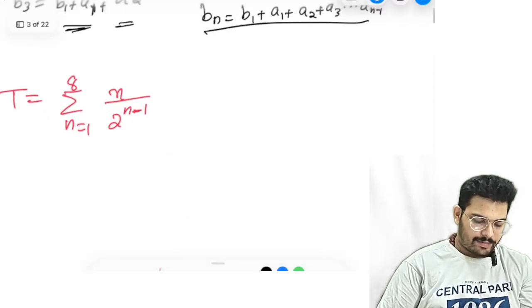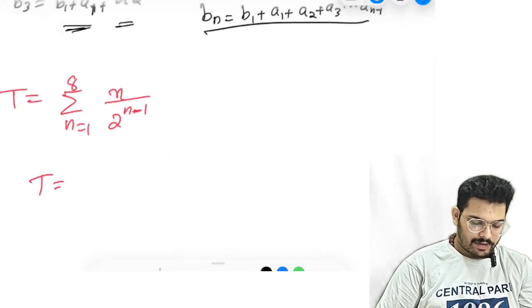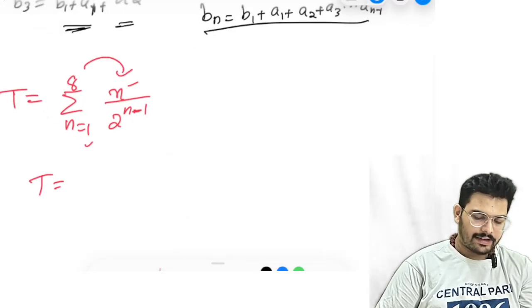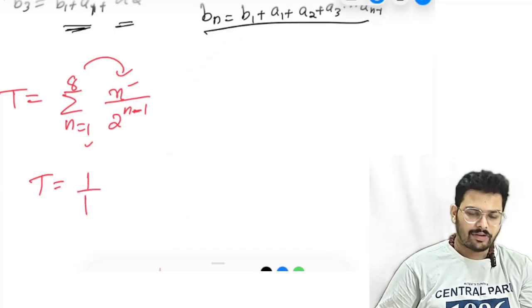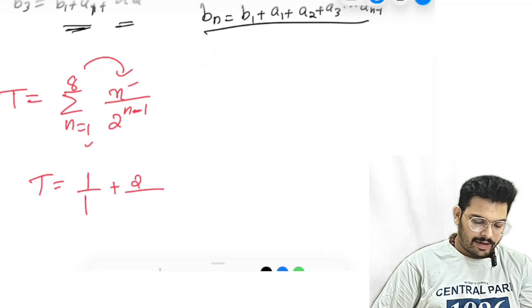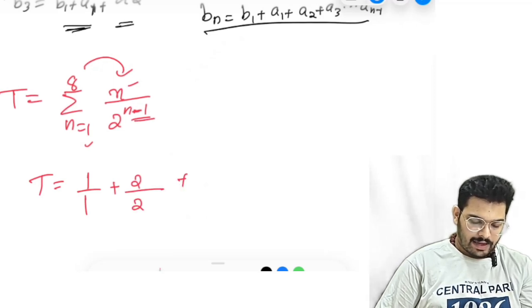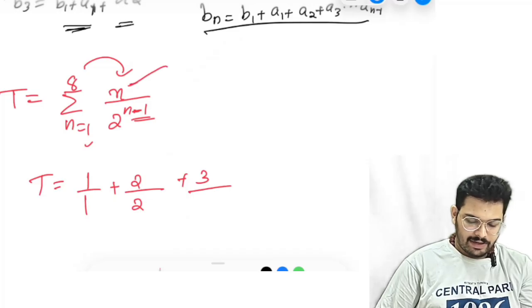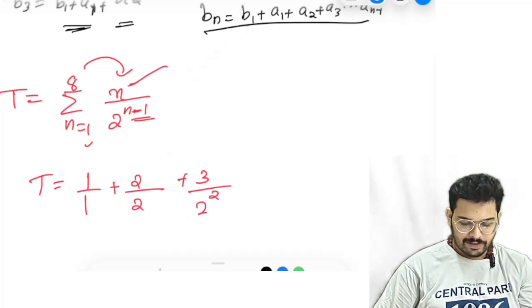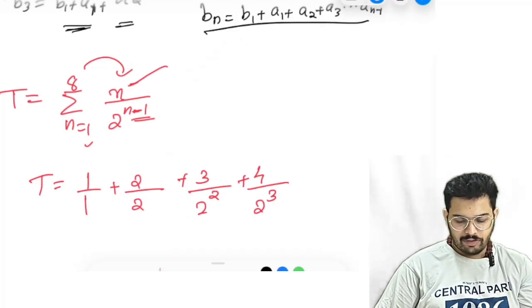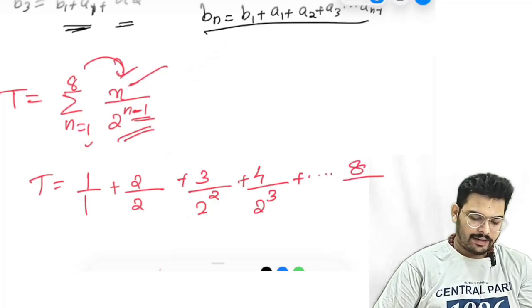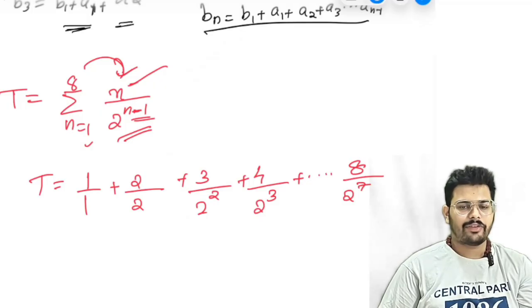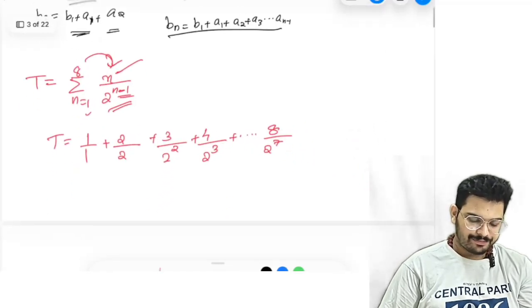Now we can expand it. n starts from 1 until 8. When you put 1, it is 1 divided by 2 raised to 1 minus 1, that is 2 raised to 0, which is equal to 1. Plus 2 divided by 2 raised to 2 minus 1, that is 2 to the 1, and if you put 3 it will be 3 divided by 2 squared, plus if you put 4 it will be 4 over 2 cubed, plus and so on. If you put n equal to 8, the numerator becomes 8 and the denominator becomes 2 raised to 8 minus 1, which is 2 to the 7. That's T. Now we have T.